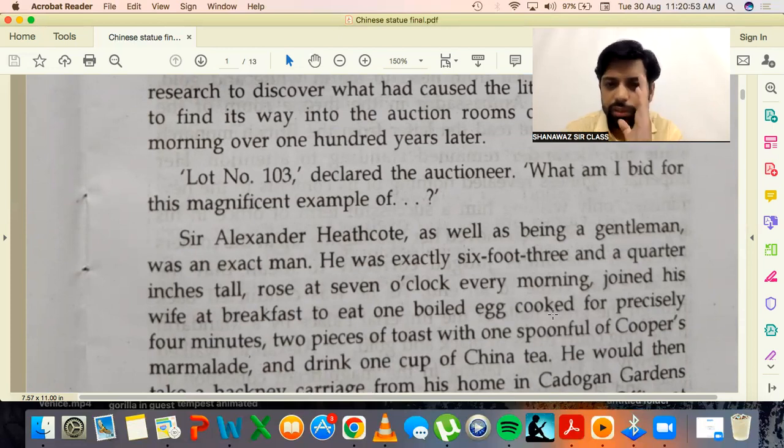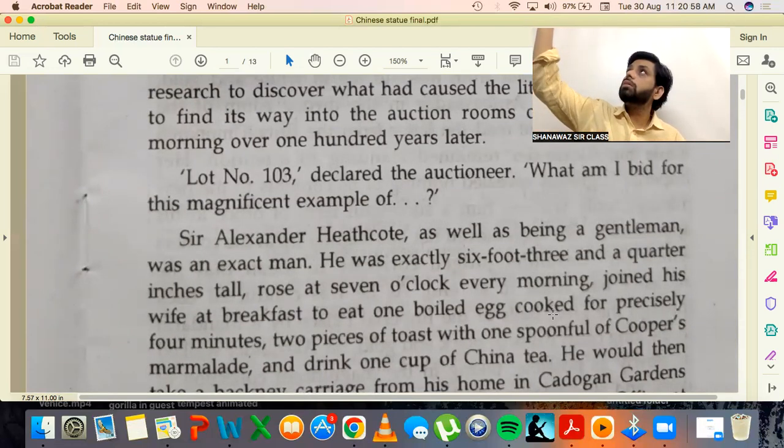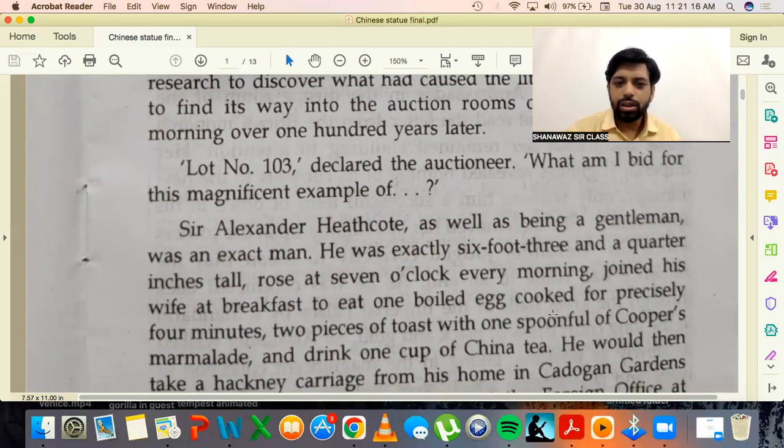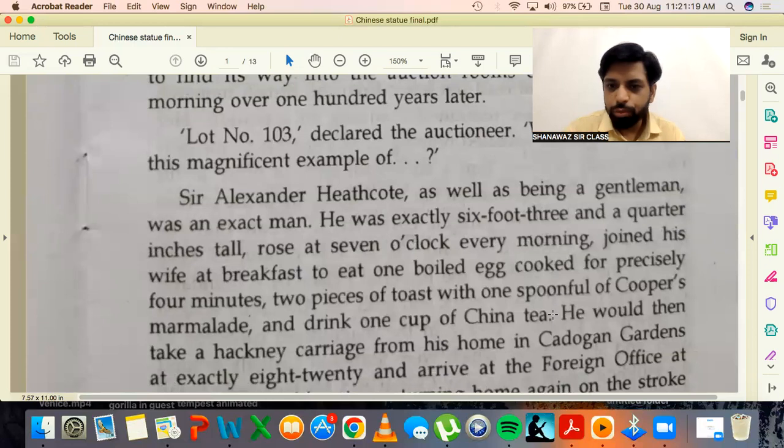He was an exact man, he was a very disciplined man. He was 6 feet and 3 inches लंबा तो, and a quarter of inches tall. He used to rise every morning at 7. हर दिन सुबह 7 बजे उठते थे, अपने वाइफ के साथ ब्रेकफास्ट करते थे, और एक 1 boiled egg जो प्रिसाइजली 2 मिनट इतना सेकंड के लिए बॉयल होता था, और फिर एक टोस्ट बनाते थे, इसमें कूपर्स मार्मेलेड एक फ्रूट का वो जेली जैसा होता है उसको लगाते थे, और एक चाइना कप टी पीते थे. डेली का उनका ये रूटीन था.